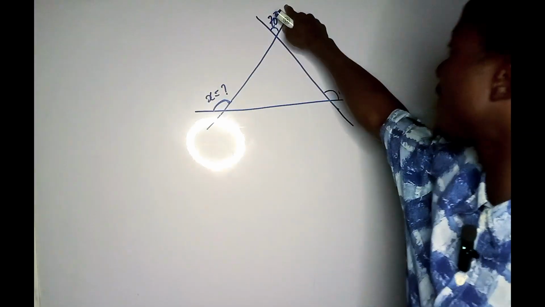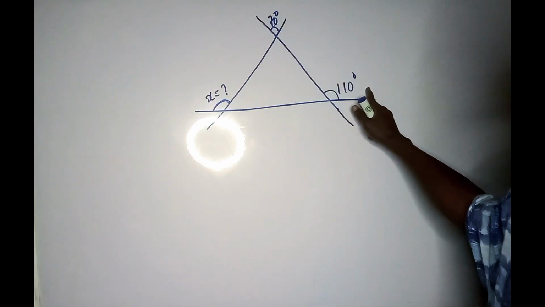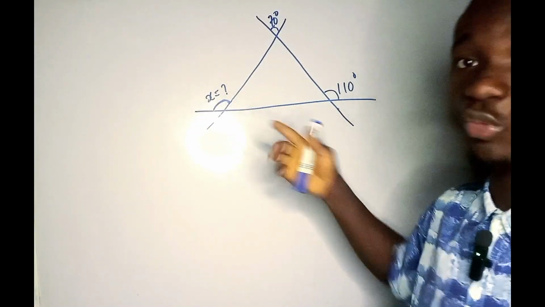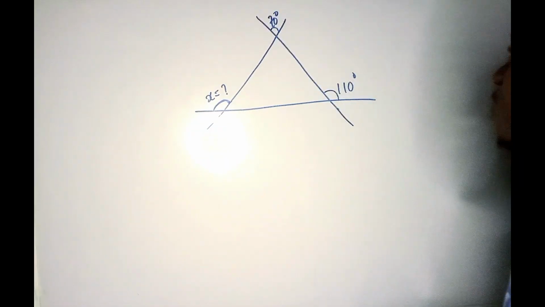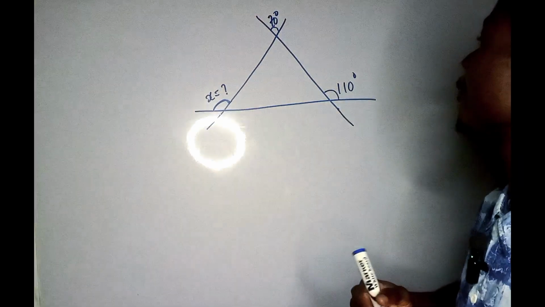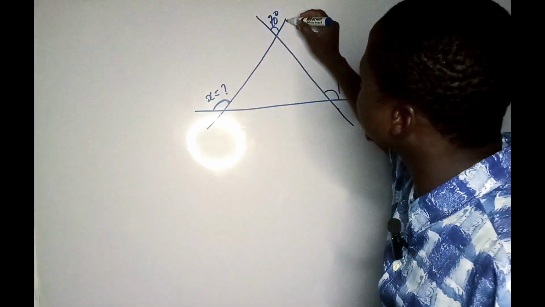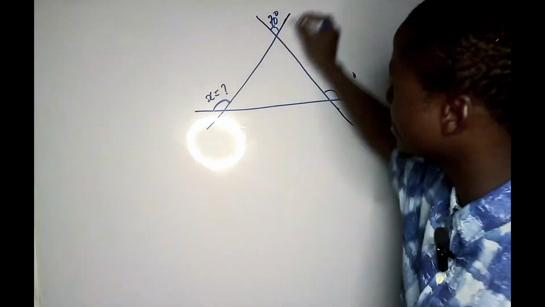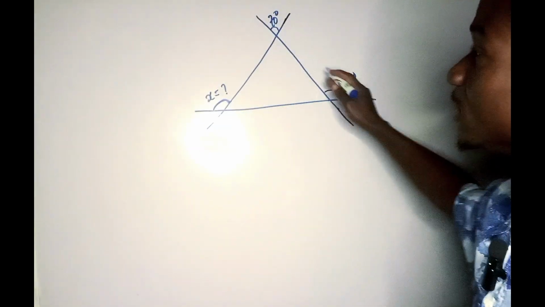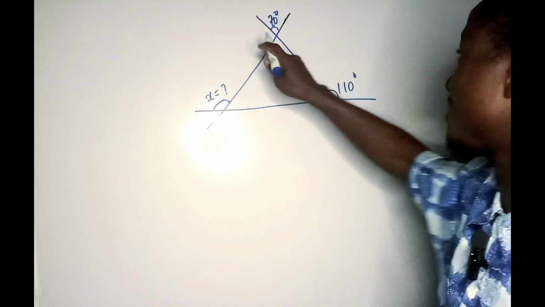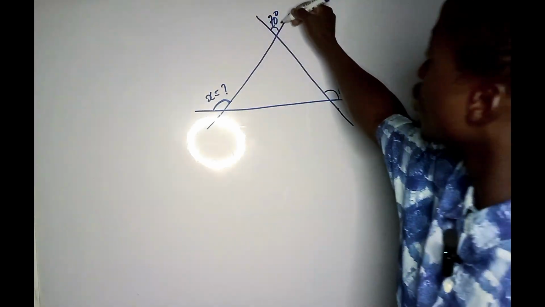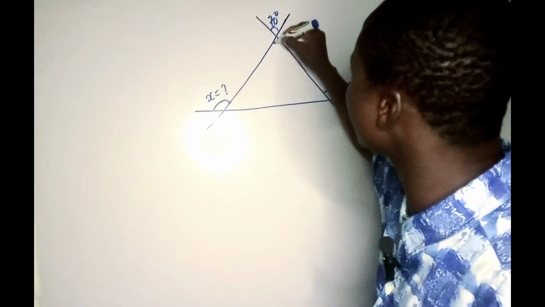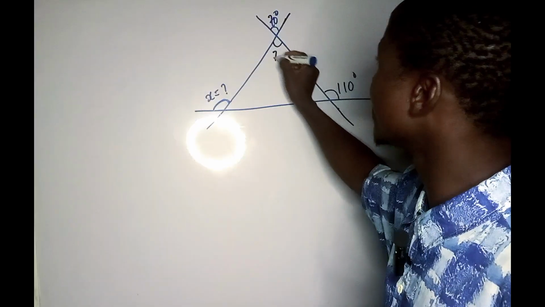We are given here to be 70 degrees. This other side will be 110 degrees. And here, we don't know. So what do we do? The first thing, if we observe very well, we can find out that this line here and this line here that goes like this are straight lines that intersect here. Now, we can say that this angle here will be equal to what?